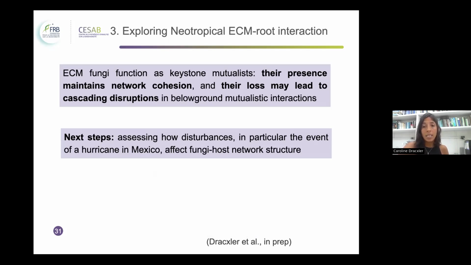And for the next steps, we are also using some data from Julieta, who has some interesting data from before and after a hurricane in Mexico. So we intend to assess how disturbance, in the case of extreme climatic events, can affect these networks.